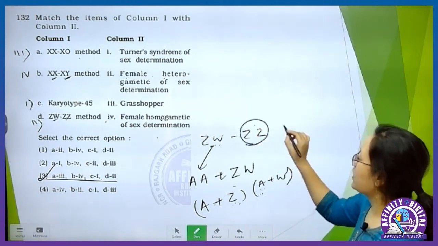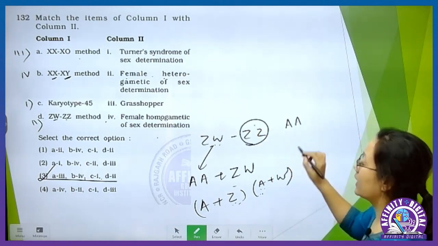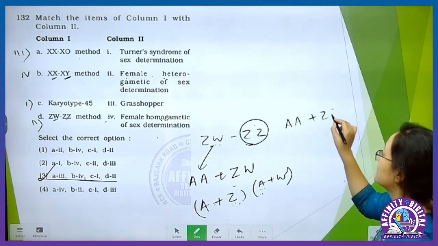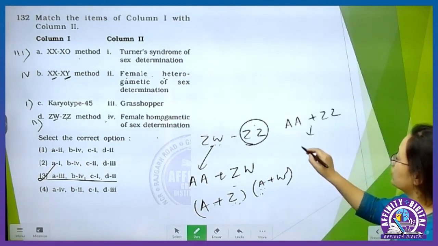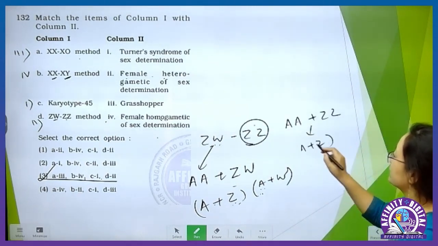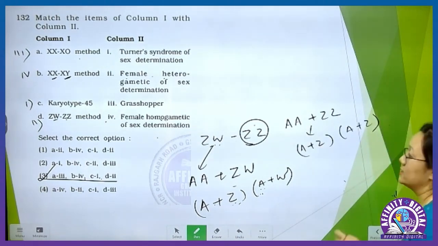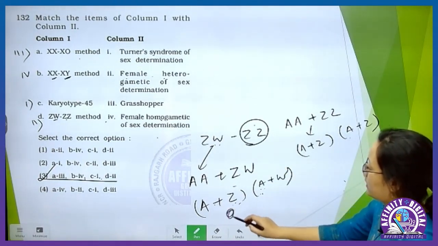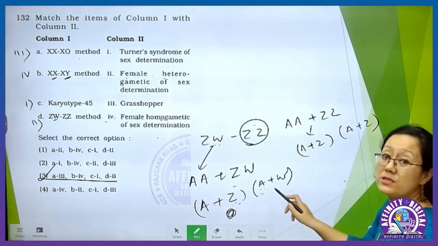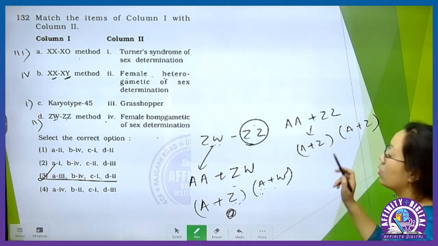This is male. Male will have autosome AA plus ZZ as the sex chromosome. So one gamete will be A plus Z, and another gamete will also be A plus Z. So male will be homogametic. So heterogametic female, A plus Z, A plus W; male, homogametic.